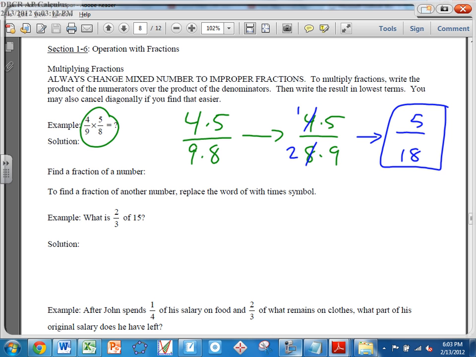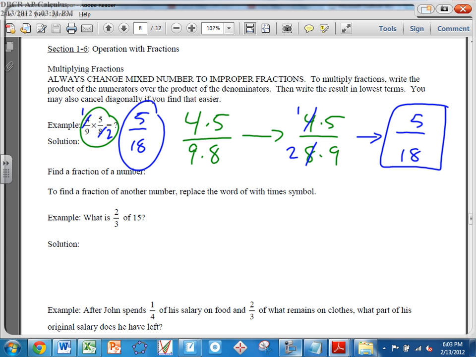Okay, the other way to do this is to look initially. Cancel, cancel, put a 1, put a 2. You still get 5 over 18. Same answer either way. Okay, but remember you can cross cancel. But the idea for multiplication is you multiply across the top, multiply across the bottom. Now, finding a fraction of a number.